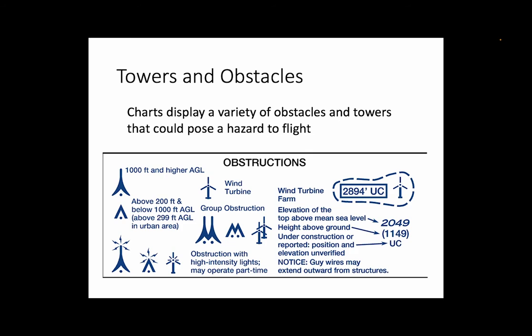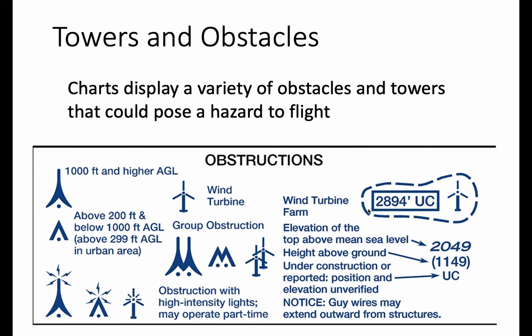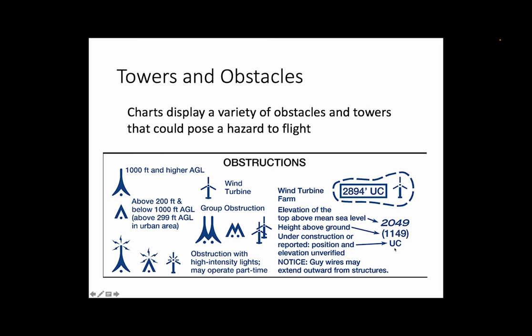Now, towers and obstacles are also shown on the charts. You'll see lots and lots of these different types of obstructions, group obstructions, wind turbines, high-intensity lights. 1,000 feet and higher AGL is given by this particular symbol here. Above 200 feet and below 1,000 feet AGL is given by this symbol here. Here's an example of how this might look on a chart. Okay, so if it's in italics, it's height MSL. If it's in these parentheses, it's height above ground level. And if you see there, it's under construction.